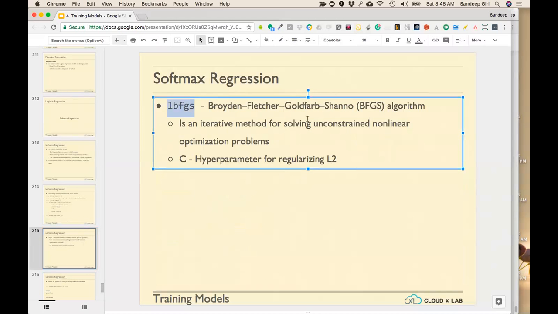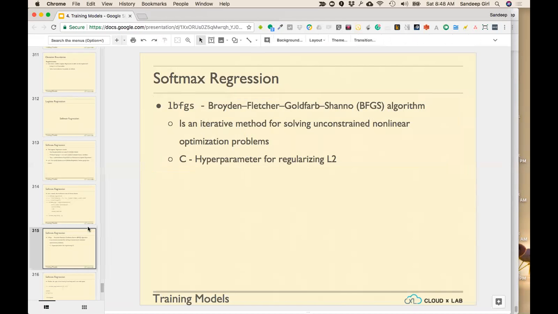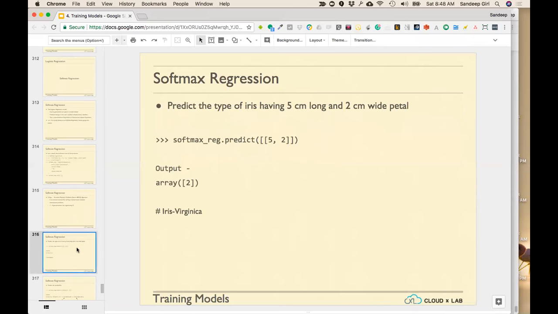LBFGS is named after the researchers, and it's an iterative method for solving unconstrained non-linear problems. C is the hyperparameter for regularizing L2.